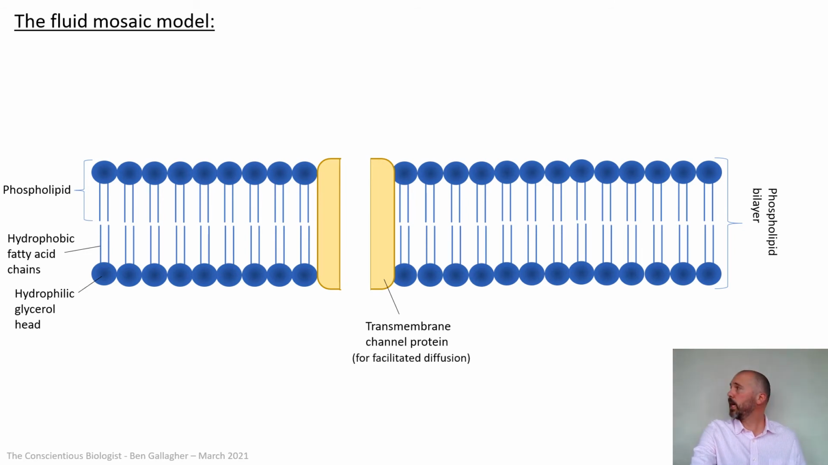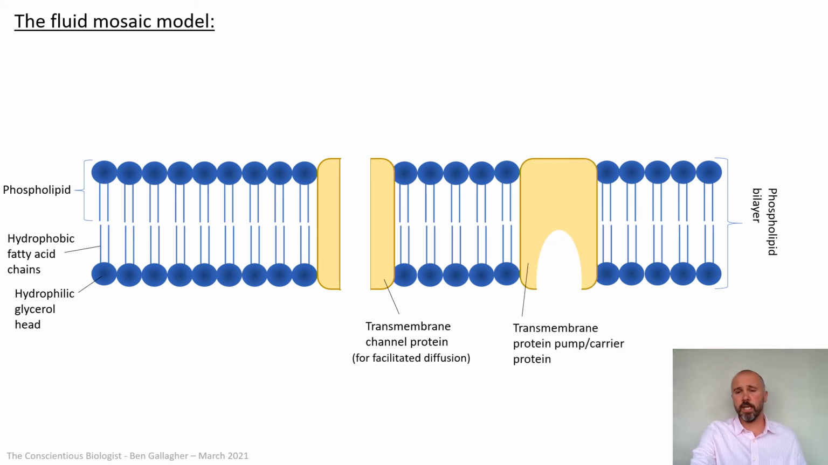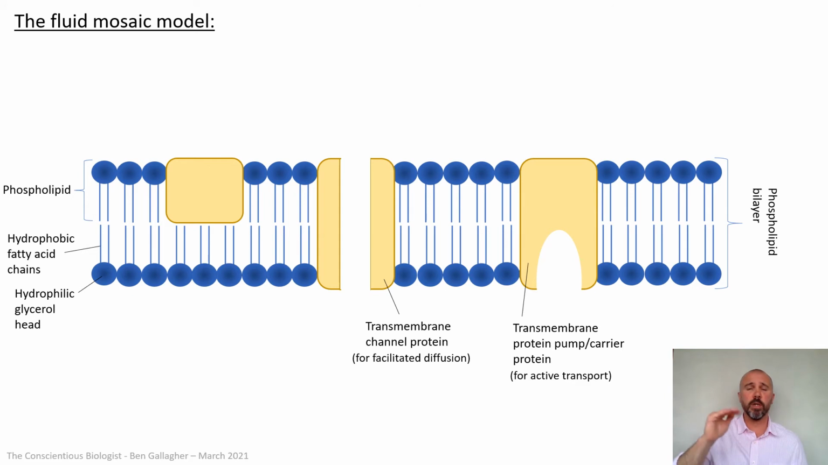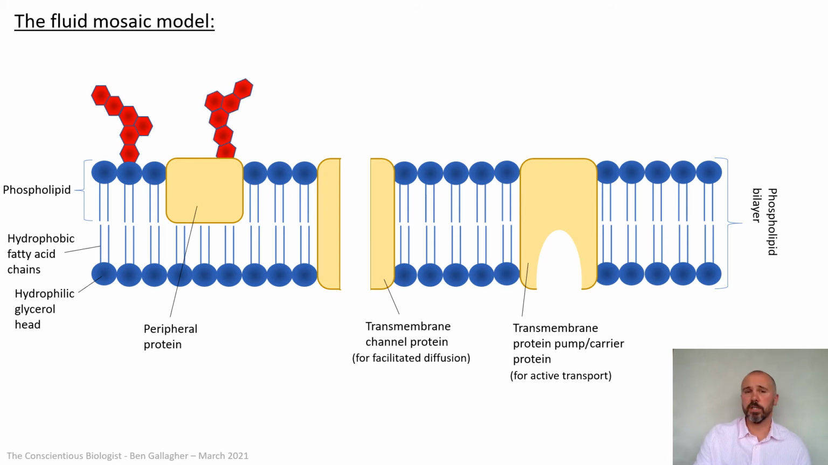That's a transmembrane channel protein. That's what you need to label it. Let's put the active transport one in. That's a transmembrane protein pump or carrier protein, and that's for active transport. You can also have proteins that just sit on one side or another though. They're just on the edges, and another word for on the edges is peripheral. So we can label that as a peripheral protein. They can have lots of different functions. Let's not worry about that for now. Okay, so these are the three main types of protein you can have in there. Now, what you can also have are these structures.